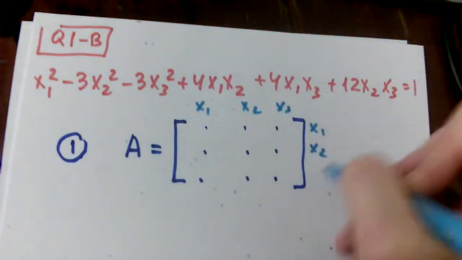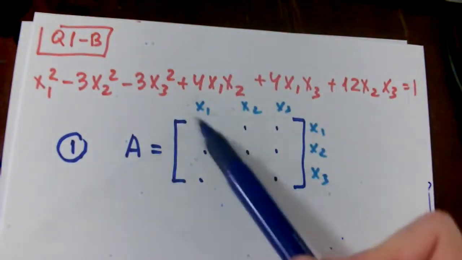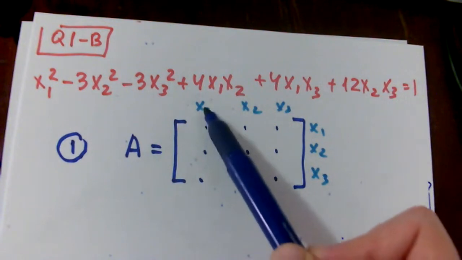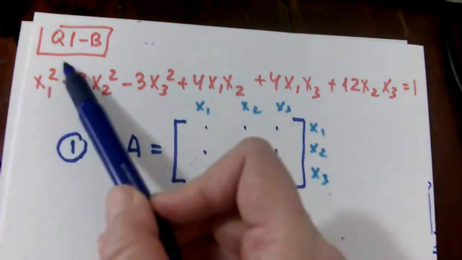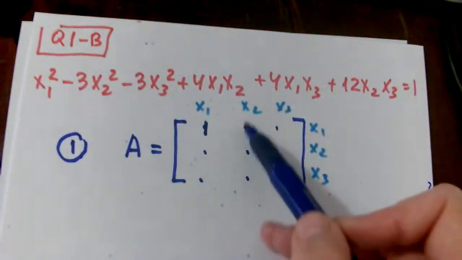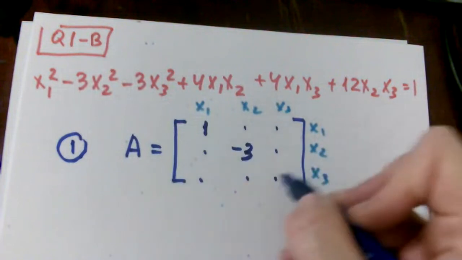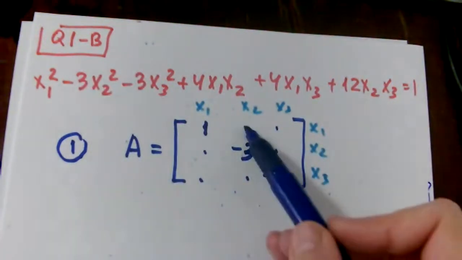Maybe I put them here: x1, x2, x3. Okay, let's start with the diagonal. This location corresponds to x1 times x1, which is x1 squared. What is the coefficient? The coefficient is 1. Okay. This position is x2 by x2, x2 squared, with coefficient minus 3, and this coefficient is minus 3 as well.